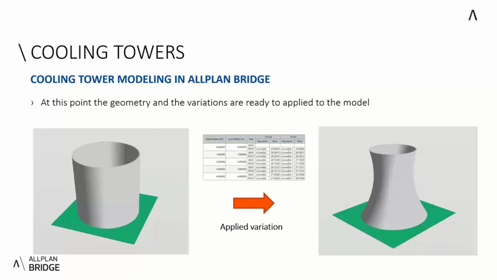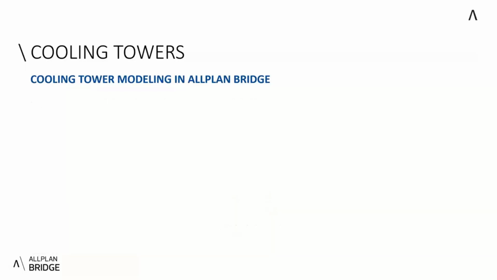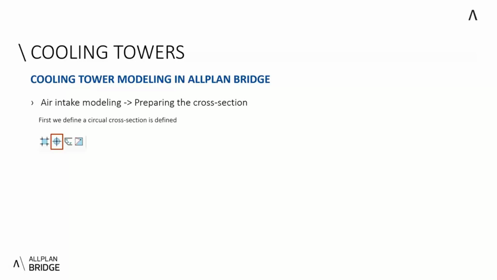But this is not the end of it, because we know that one of the most important parts of the cooling tower is not only its shape. Basically, it is its shape also, but it's also the air intake at the bottom of it that we need to model. And this is something that we can also easily do in Allplan Bridge. So now we come to the air intake modeling and preparing the cross-section. First, we are going to define a circular cross-section by using the circular cross-section boundary tool, to create just a simple cross-section.